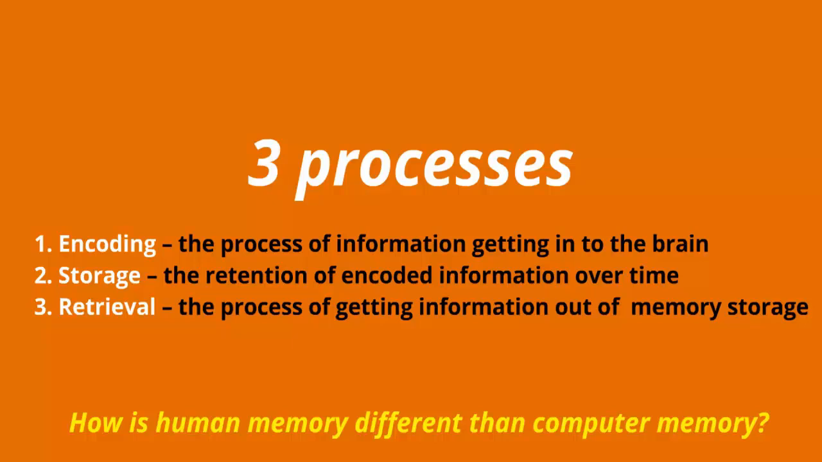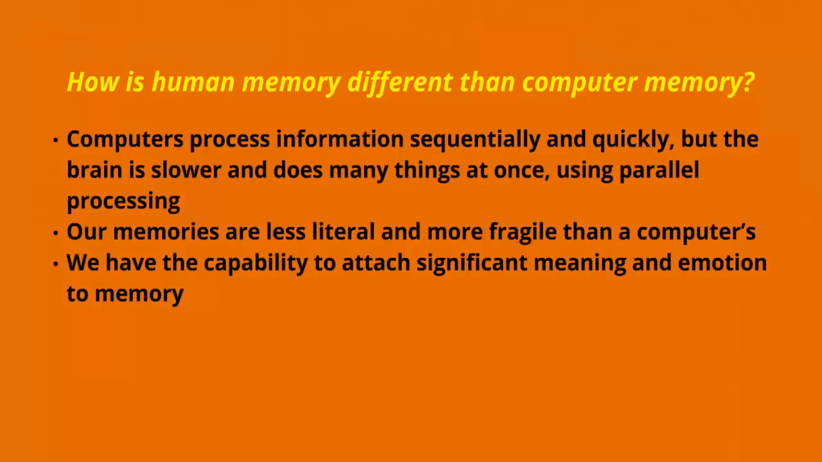But how is human memory different than computer memory? Computers process information sequentially and quickly, but the human brain is slower and does many things at once using something we call parallel processing. Our memories are less literal and more fragile than a computer's, and we have the capability to attach significant meaning and emotion to memory.